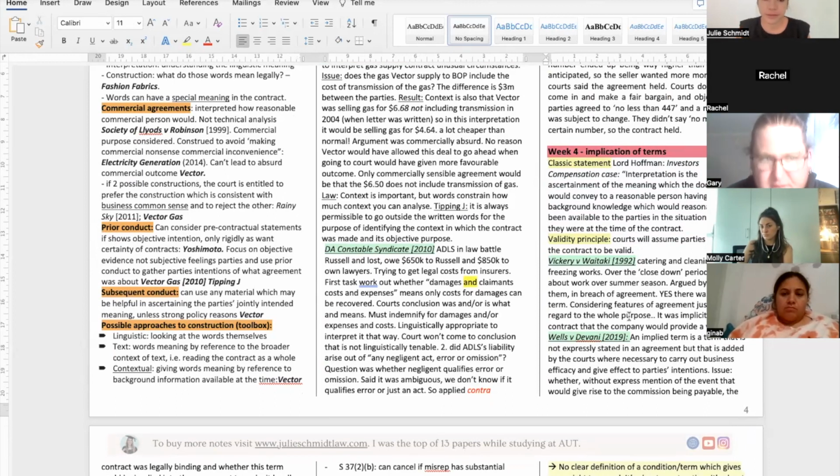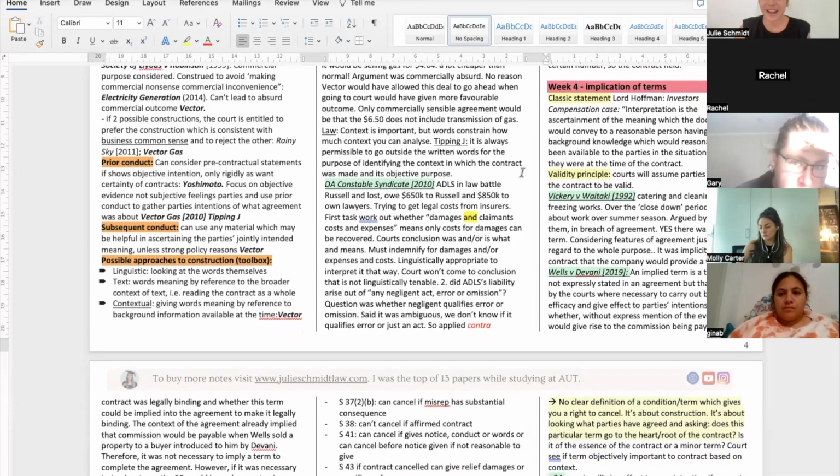Based off some of the notes, it would be the meaning which the document would convey to a reasonable person having background. Yes, so it would be something to do with knowledge or previous knowledge. Okay, thank you, Gary.